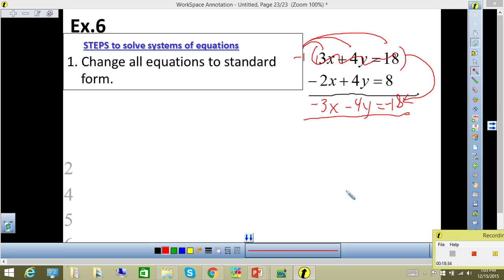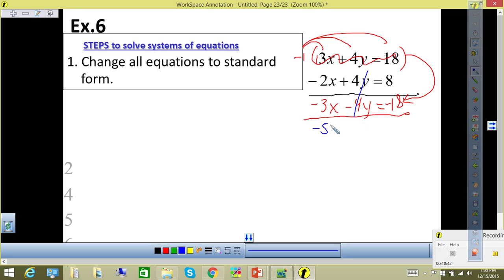All right. Let's see. At this point, we can eliminate the y. Is that correct? We're left with negative 5x equals negative 10. Divide by negative 5. X equals 2. So far, so good. Then substitute that into one of the two.